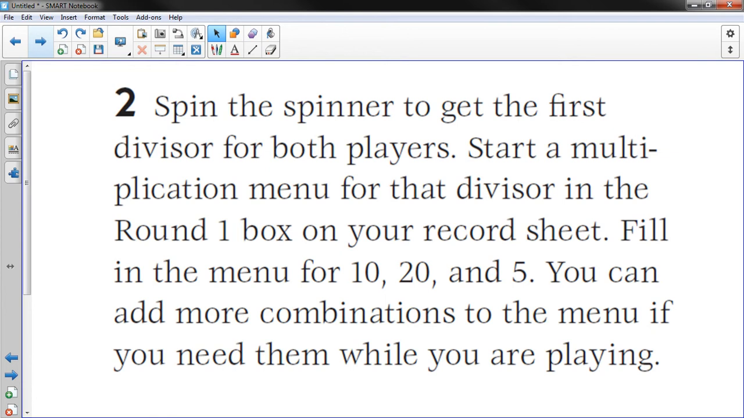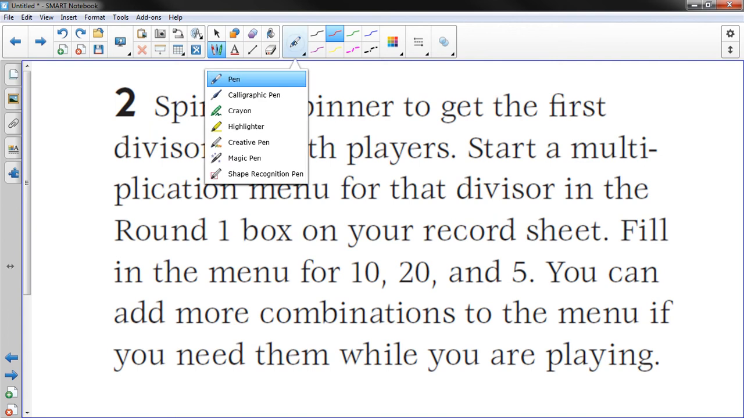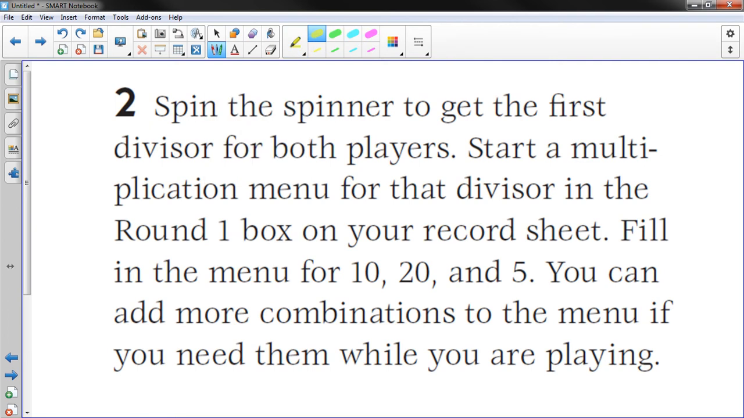Spin the spinner to get the first divisor for both players. Start a multiplication menu for that divisor in the Round 1 box on your record sheet. Fill in the menu for 10, 20, and 5. So we're going to fill it in for 10, 20, and 5. We're going to put in our menu. You can add more combinations to the menu if you need them while you are playing.